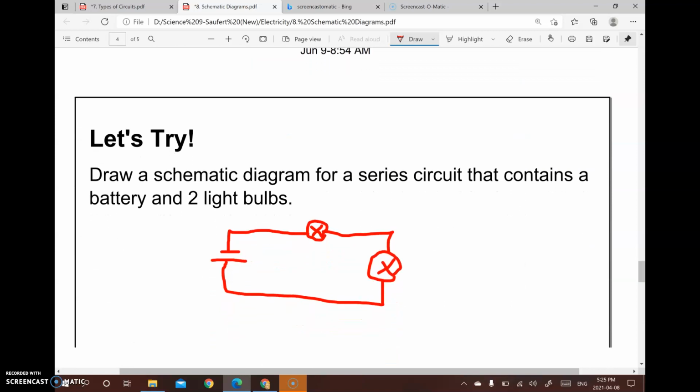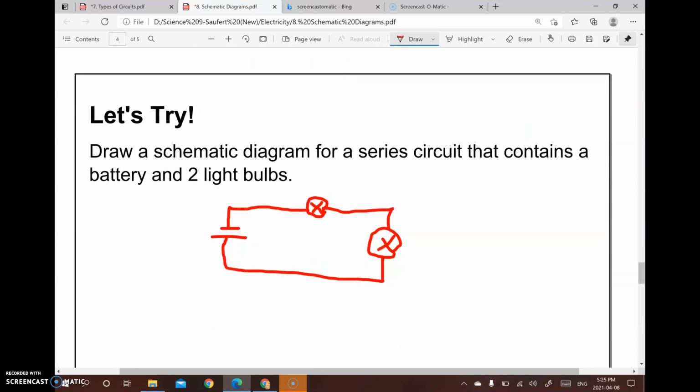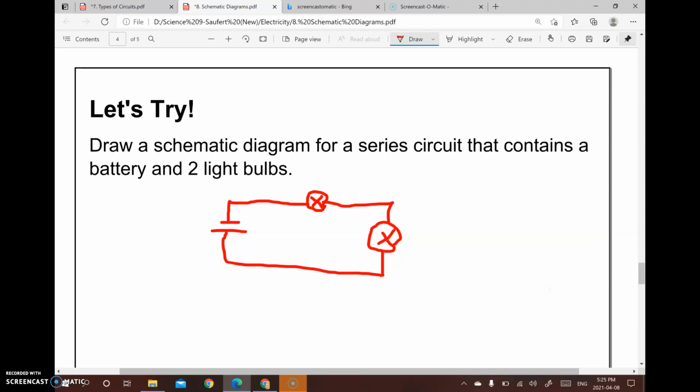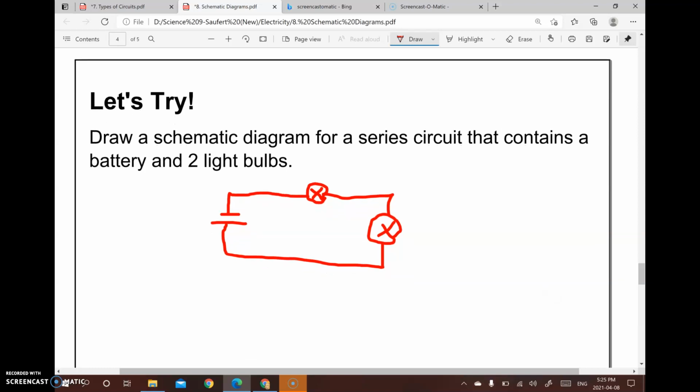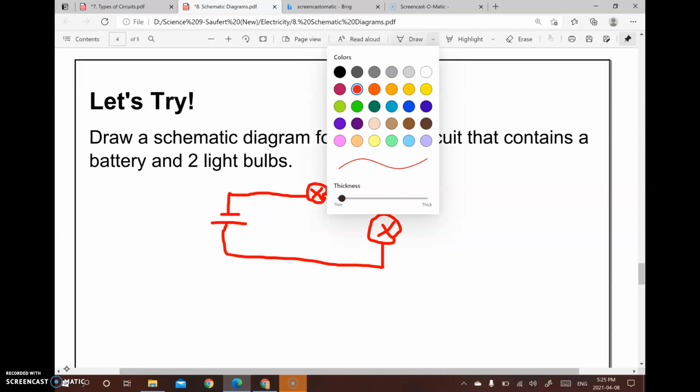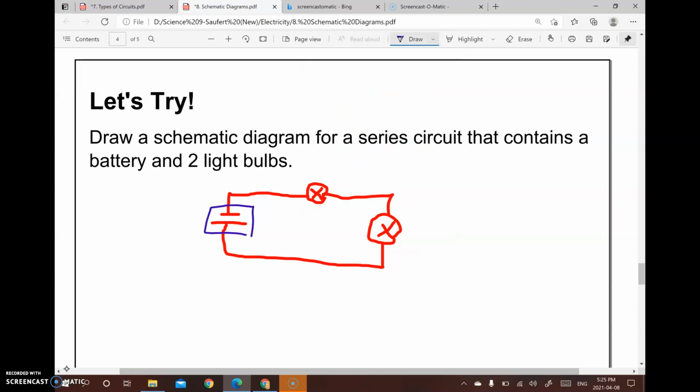And we're going to practice drawing a schematic diagram. So I do have one already drawn out. It said to draw a schematic diagram for a series circuit that contains a battery and two light bulbs. So here I have my battery. I have my two light bulbs, and then my wire connecting them both. The light bulbs follow one after the other, so that's a series.